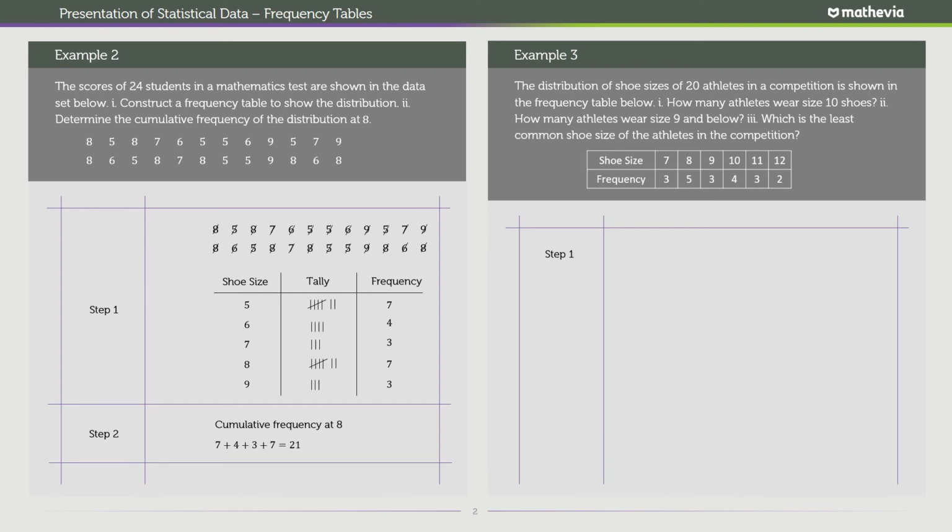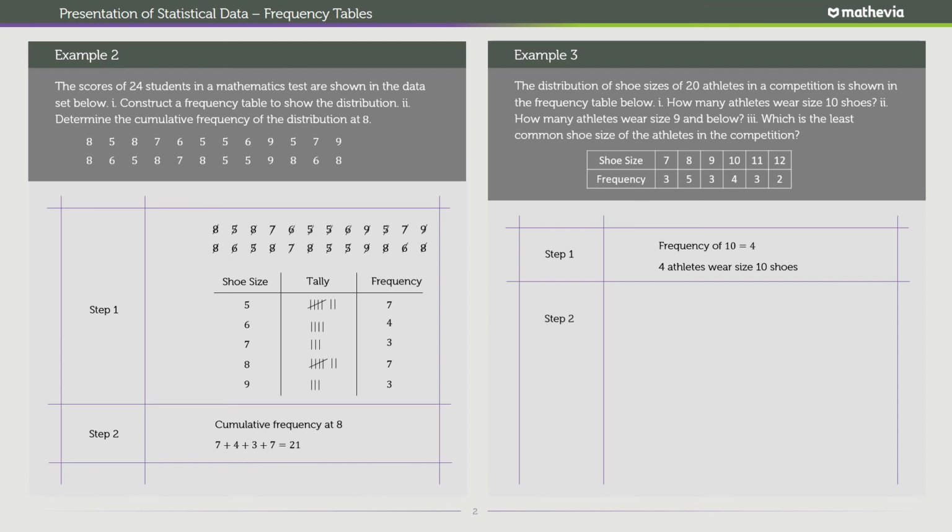For the first one, we've been asked to find how many athletes wear size 10 shoes. We look on our frequency table, and size 10 occurs 4 times in the data set. So the frequency of size 10 is 4. That tells us that 4 athletes wear size 10 shoes, quite simply.